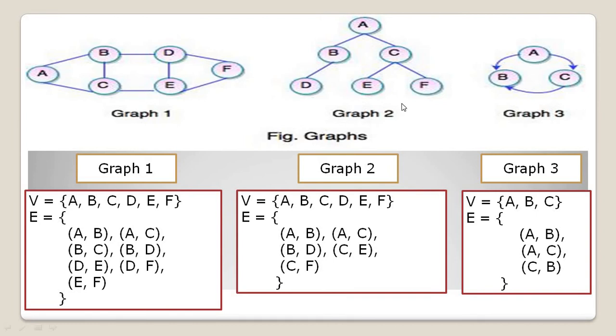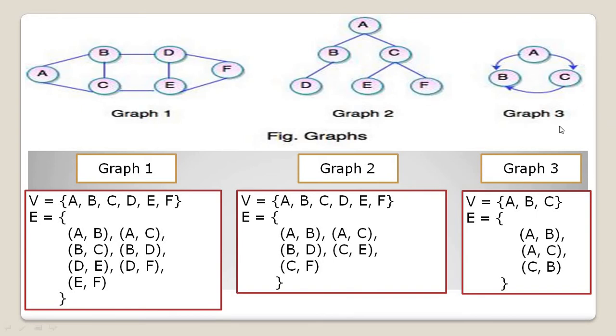So consider the second example. This is the second graph we are having. Here also we have a set of vertices like A, B, C, D, E and F, and a set of edges: the edge between A and B, A and C, B and D, C and E, and C and F.